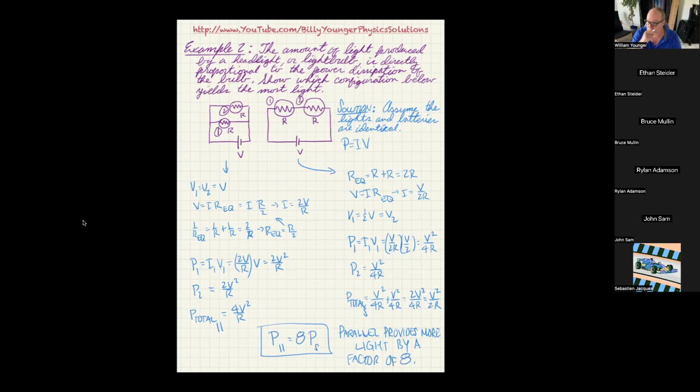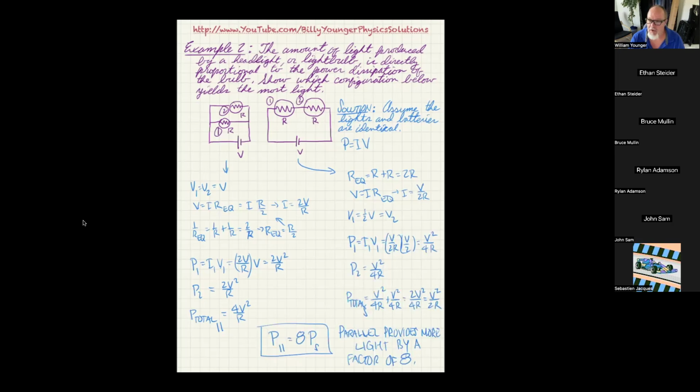Any questions on that one? So this did require us to use V equals IR. It required us to use the power formula, which remember the P equals IV is the true power formula that works for anything, whereas the I squared R or the V squared over R only works for objects that act like resistors, basically. In other words, you have to have a resistance for it. So hopefully that makes some sense to you. Anybody have any questions on that one?